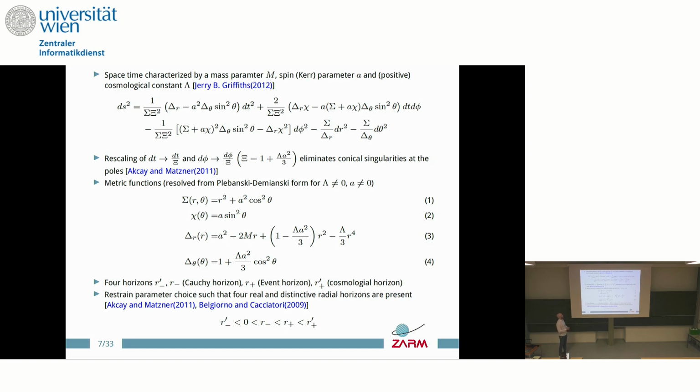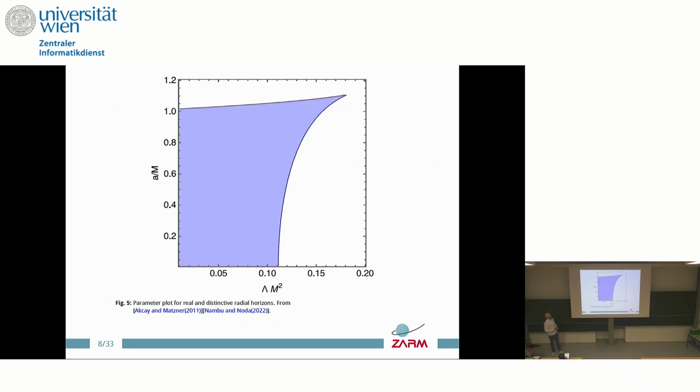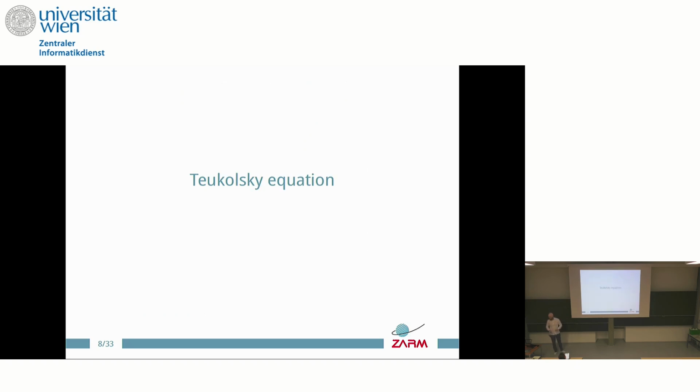And this restricts the choice of our Kerr-spin parameter and of our positive cosmological constant in such a way that we have a parameter space which looks like this blue shaded area. So for our calculations, we will always be inside of this blue shaded area to avoid the appearance of naked singularities. Okay, so much for the Kerr spacetime.